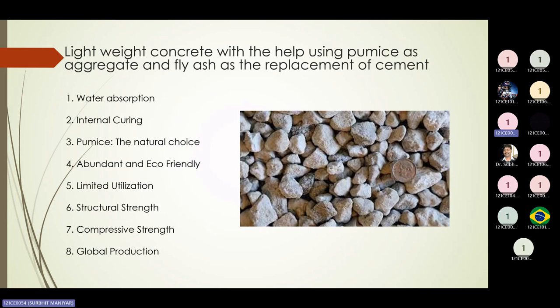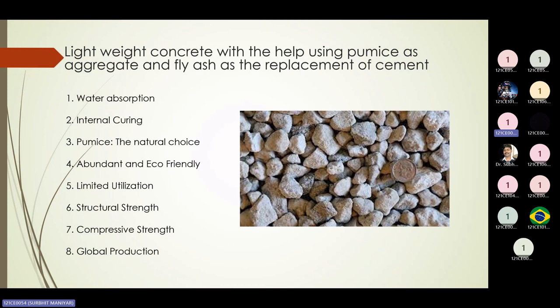So now we'll move on to the lightweight concrete using pumice as aggregate and fly ash as the replacement of cement. According to the research: water absorption, lightweight concrete absorbs more water, about 5 to 20% by weight, due to its cellular structure. Internal curing, this water absorption helps in maintaining internal curing in the concrete for a longer time period.